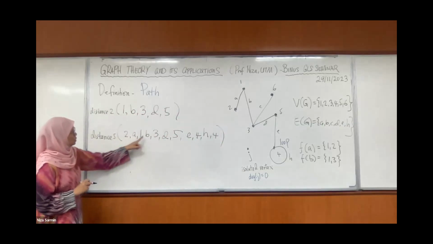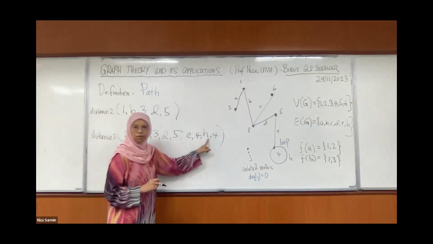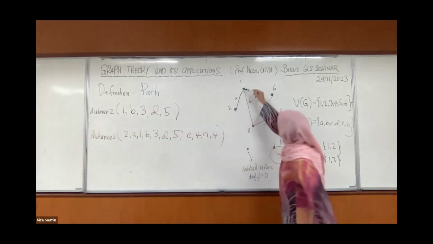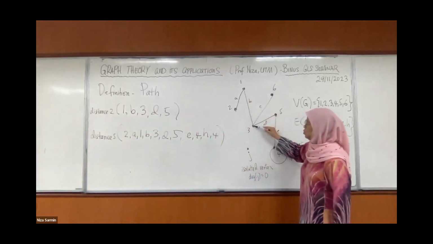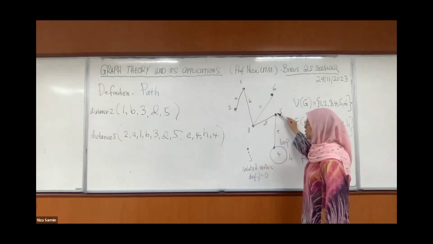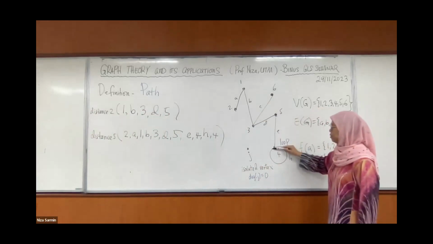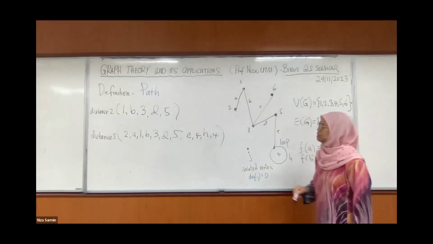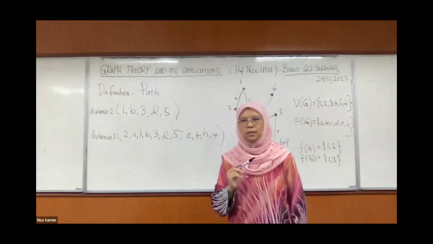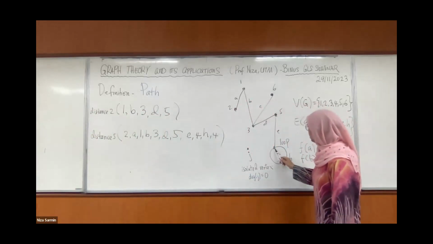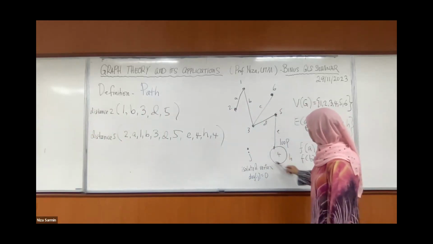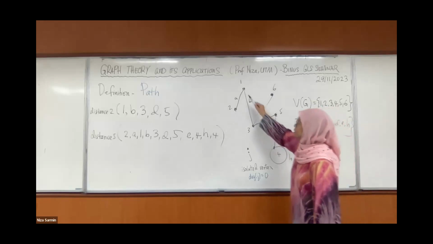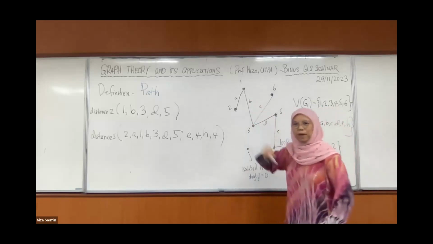1, 2, 3, 4, 5. So that is a path of distance 5. You can go back if you want more: 5, 6, 7, 8, 9, and you can go back and forth.